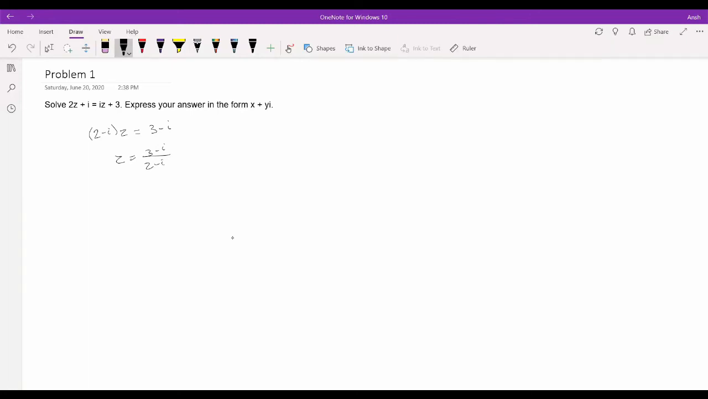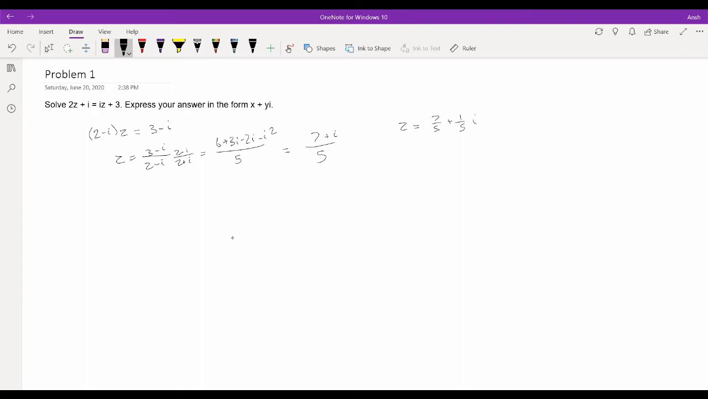Now, in order to clear the denominator, we use the conjugate as we discussed earlier. The conjugate of 2 minus i would just be 2 plus i. If we multiply the top and bottom by 2 plus i, the denominator becomes 2 squared plus 1 squared, which is 5, while the top becomes 6 plus 3i minus 2i minus i squared. This simplifies to 7 plus i divided by 5. So our answer, z, is equal to 7/5 plus 1/5 i.